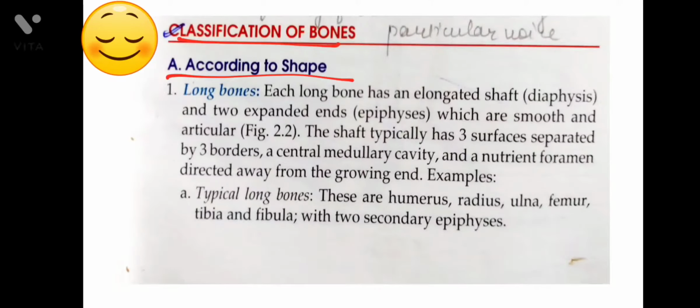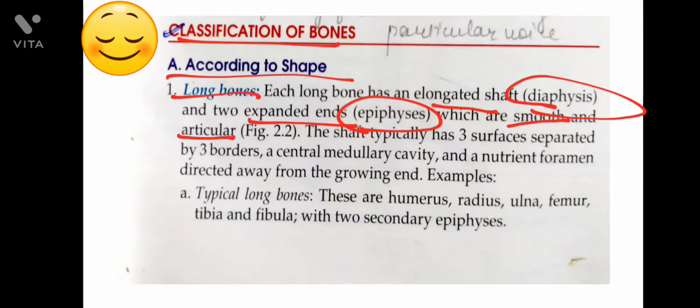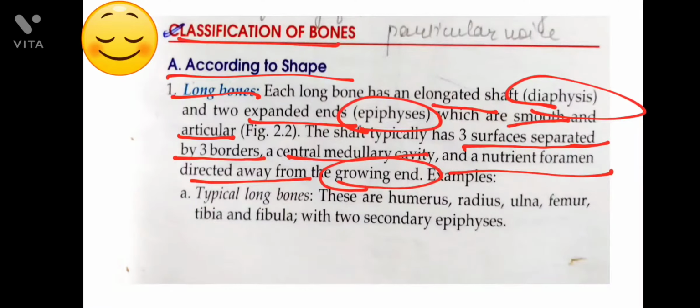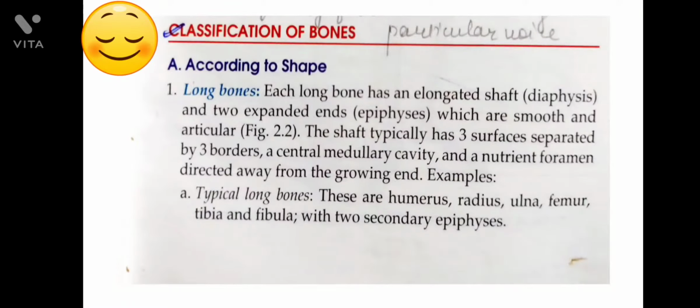Classification of bones according to shape. This is our today's topic. First are the long bones. Long bones have an elongated shaft called diaphysis and 2 expanded ends called epiphysis, which are smooth and articular. The shaft typically has 3 surfaces separated by 3 borders. It has a central medullary cavity and a nutrient foramen directed away from the growing end.